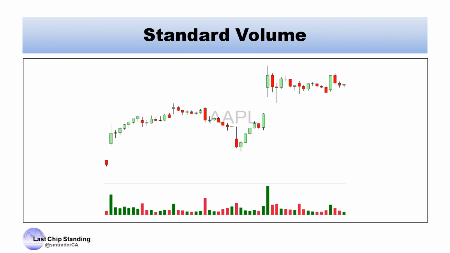Now here's a candlestick chart with the standard volume on the bottom of this chart. And each one of these volume bars represents the volume traded for a single candle. And if each one of these candles represents a daily time frame, then the volume bar represents the total volume traded for that particular day. And if each candle represents 60 minutes, then the volume bar represents the total volume traded for a 60-minute period.